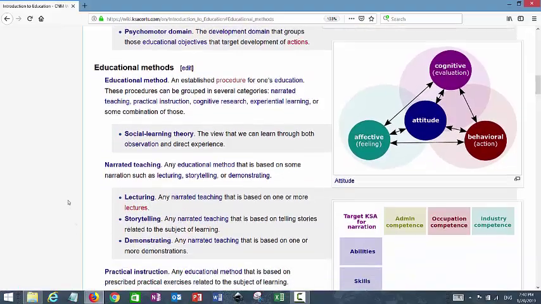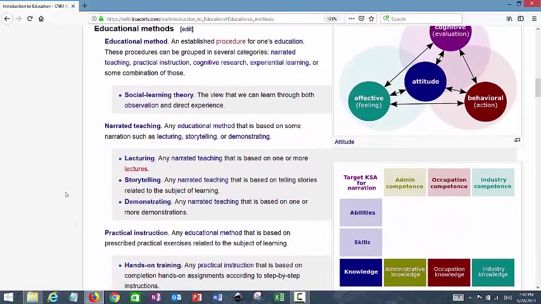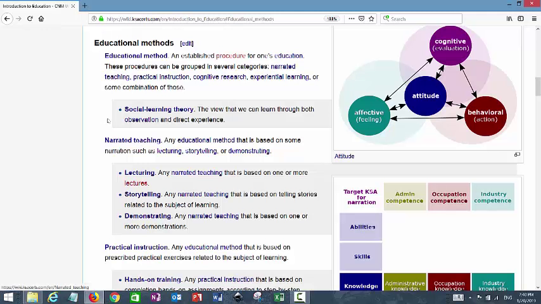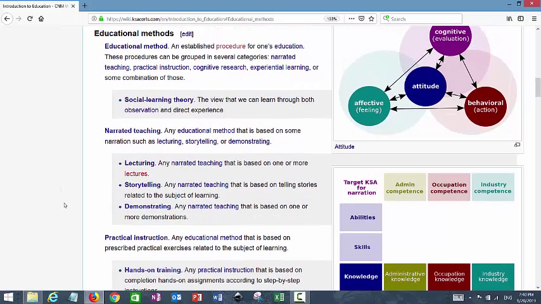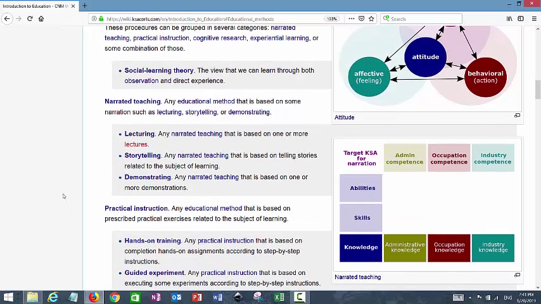those. But before we jump into these groups, I want to cite a social learning theory which suggests that we can learn through both observation and direct experience. So you don't need a special method. Sometimes you just look, observe, and you can learn from that. You don't need a special setting or arrangement. Anyway, let's go with narrating teaching.